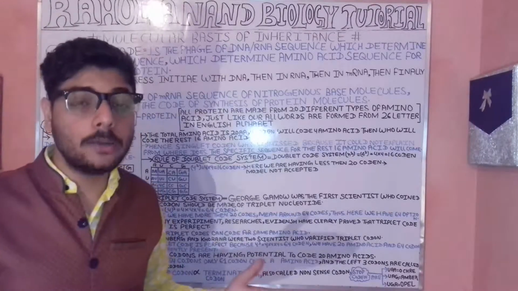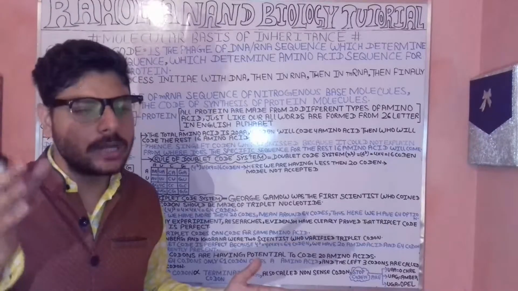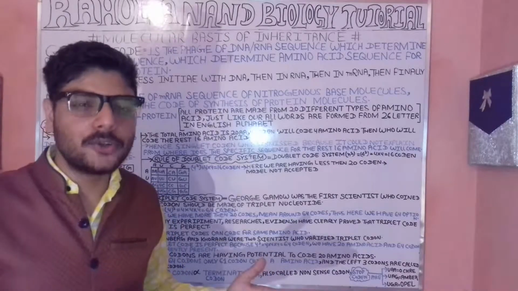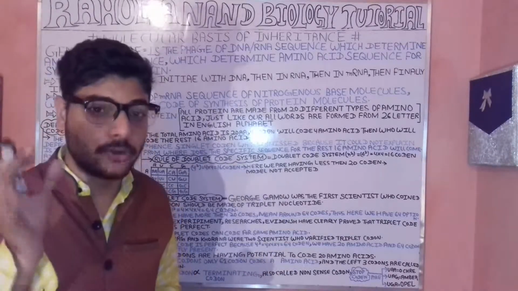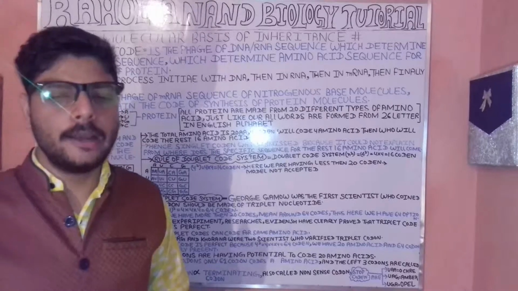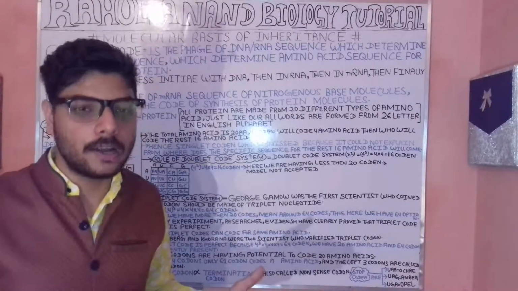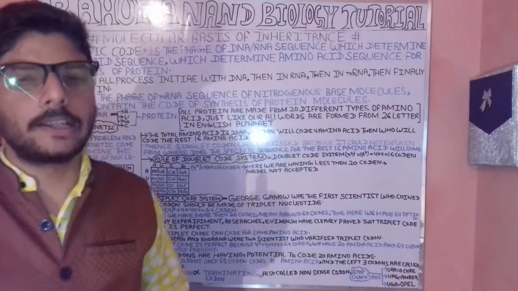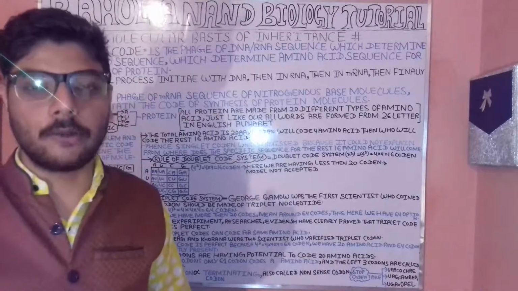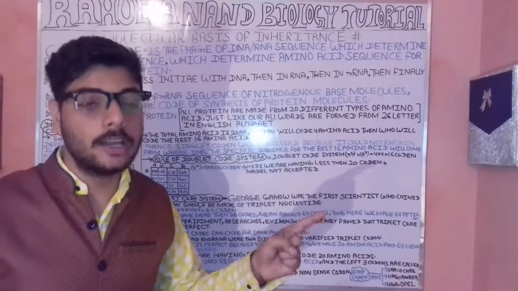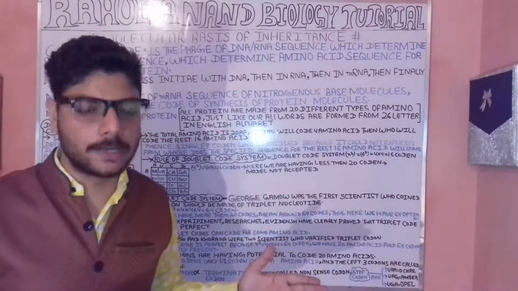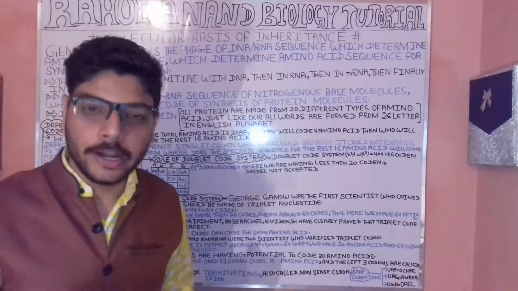So in terms of the rule of the singlet codon, one codon will code one nitrogenous base. The formula is 4 to the power n, where n is 1. So 4 to the power 1 is equal to 4, meaning 4 codons. So one codon will code for one nitrogenous base. Likewise, the 4 codons will code for 4 nitrogenous bases.